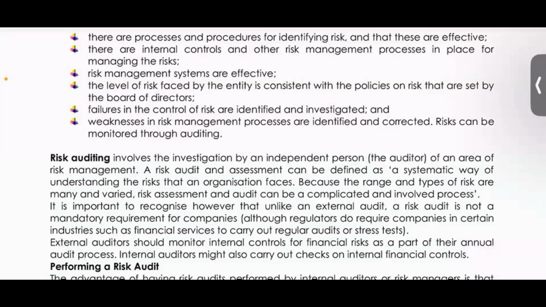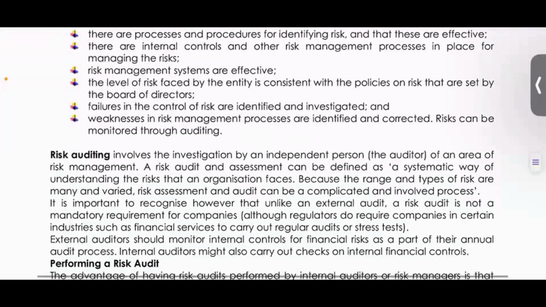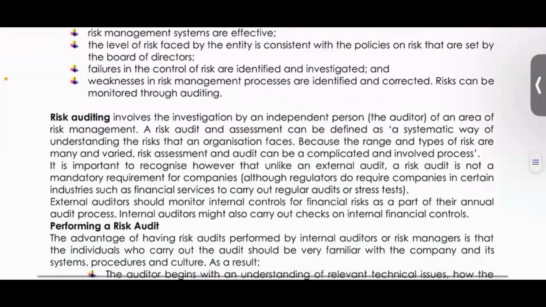Risk can be monitored through auditing. So now, auditing and risk auditing.